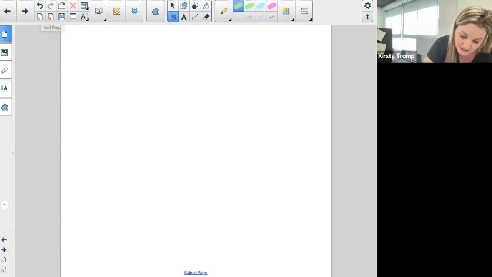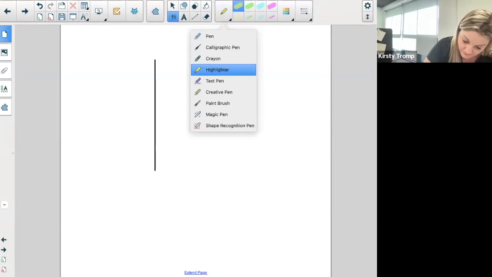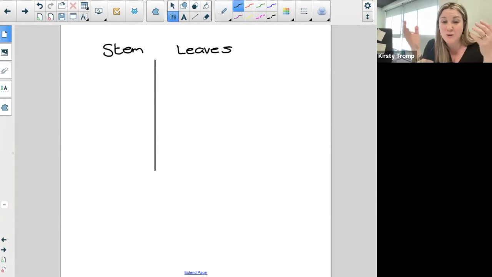A stem and leaf looks like the following. You take your ruler and you draw a line. On this side, we're going to have a stem, and on this side, we're going to have our leaves. If your teachers have set it up in a different way, that's cool. I'm setting it up this way, that's the way I do it. So I have my stem and I have my leaves.